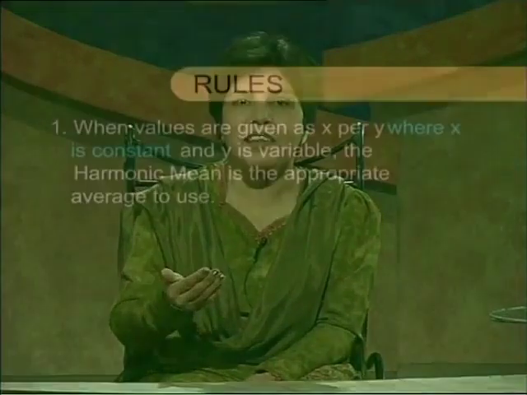I hope that this lengthy discussion has conveyed to you the point that whenever we have such values which are representing rates x per y, and then we have a situation that the numerator x in that problem is constant, but the denominator y is varying, then it is the harmonic mean and not the arithmetic mean, which is the suitable average.